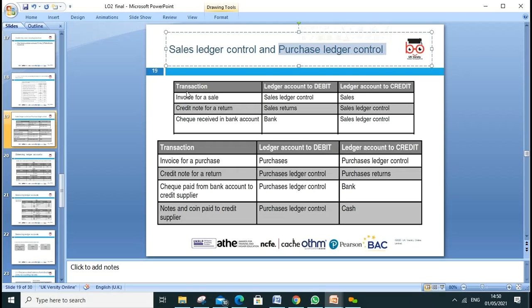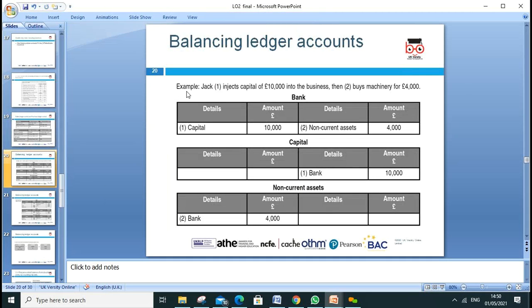If we don't have credit purchases, we don't have a purchase ledger control. So an invoice for sale goes to the sales ledger control and the sales ledger, and these are all transactions we can record. The invoice for purchase goes in the purchase ledger account as debit and the purchase ledger control account as credit. Vice versa. These are all transactions we can record in different ledgers.